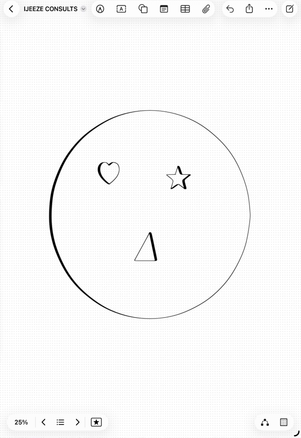The heart and the star sit side by side like eyes, and then the triangle looks like a nose. And then the circle suggests a face, which, with almost no information, your mind is already constructing meaning. So yeah, just hold that image in your mind.